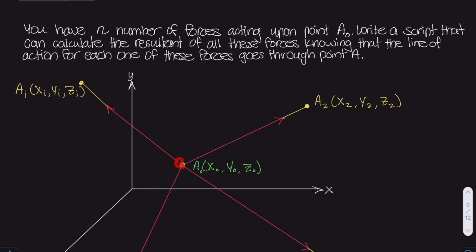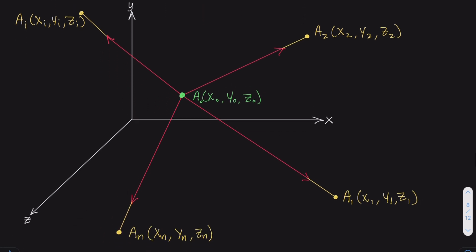With that being said, the problem statement says you have n number of forces acting on this little point A right here, and we want to write a script that can calculate the resultant of all of these forces, knowing, and this is important, that the line of action for each one of these forces goes through point A. So the lines of action for all of these forces, here in red, intersect at this common point A.